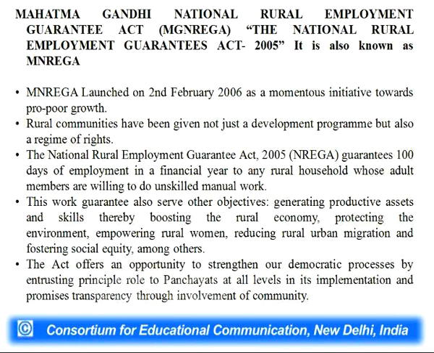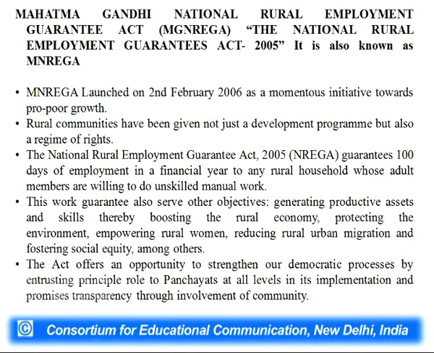The National Rural Employment Guarantee Act 2005 guarantees 100 days of employment in any one financial year to any rural household whose adult members are willing to do unskilled manual work. This work guarantee also serves other objectives like generating productive assets and skills, and in this way one can boost the rural economy, protect the environment, empower rural women, reduce rural-urban migration, foster social equity among others. To some extent, through this Mahatma Gandhi National Rural Employment Guarantee, we are able to provide local level opportunity to the people so that we can contain migration.